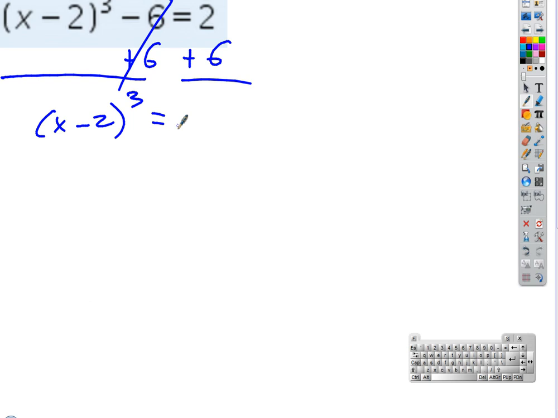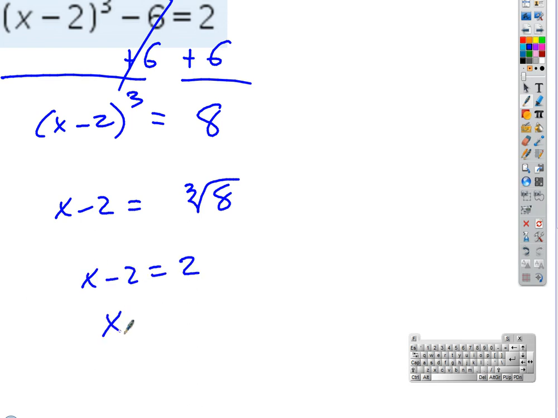X minus 2 cubed equals 2 plus 6, which is 8. Okay, good. Step 1. Now there's no multiplication or division to do, so we'll just jump right up to exponents. We undo a cubed with a cube root. Perfect. So x minus 2 equals, do I need a plus or minus? Yes. No, just kidding. Nope. That's odd, so I don't need a plus or minus. Just the cube root of 8, which is 2. So x minus 2 equals 2. Plus 2, 4. Last step. Yeah, I get 4. Perfect. Okay?